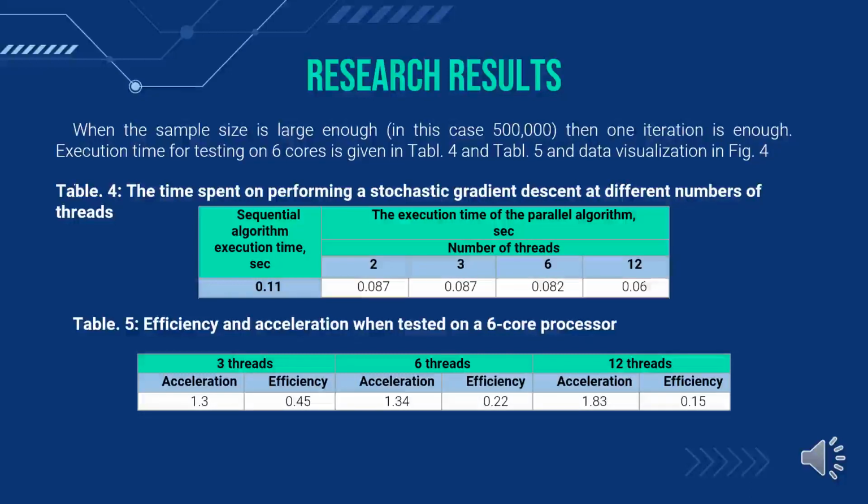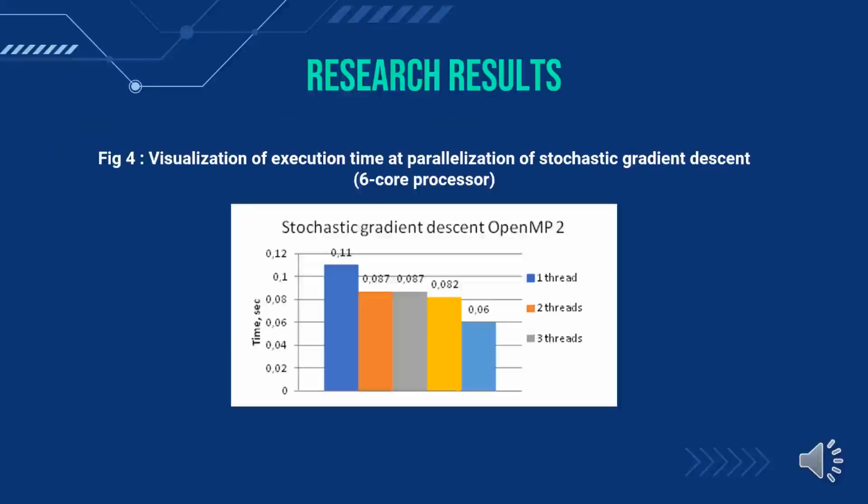Execution time for testing on 6 cores is given in Table 4 and Table 5, and data visualization in Figure 4. Table 4. The time spent on performing stochastic gradient descent at different numbers of threads. Table 5. Efficiency and acceleration when tested on a 6-core processor. Figure 4. Visualization of execution time at parallelization of stochastic gradient descent, 6-core processor.